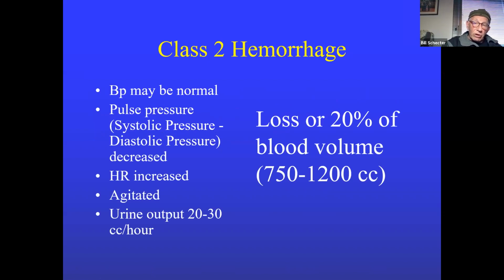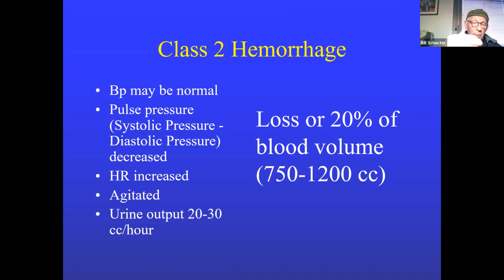In class 2 hemorrhage, that's loss of up to 20% of the blood volume, or between 750 cc's and 1200 cc's. In this case, the blood pressure may be normal. However, the pulse pressure, that is the difference between the systolic and diastolic pressure, will be decreased. The heart rate will be increased. The patient is often agitated. And if you're measuring urine output, the urine output will go down to 20 to 30 cc's an hour.